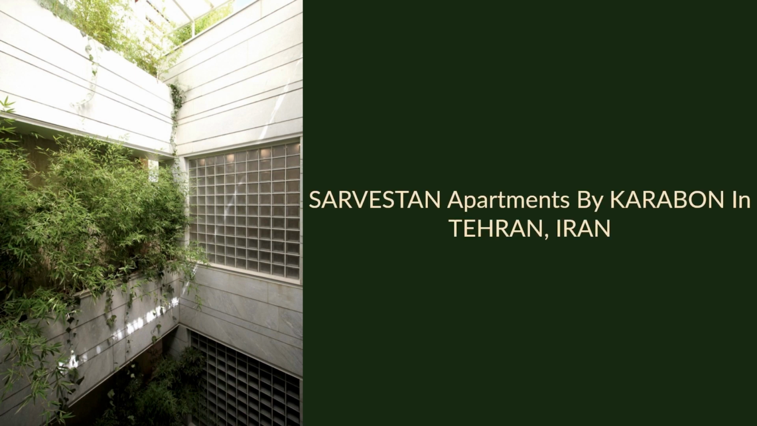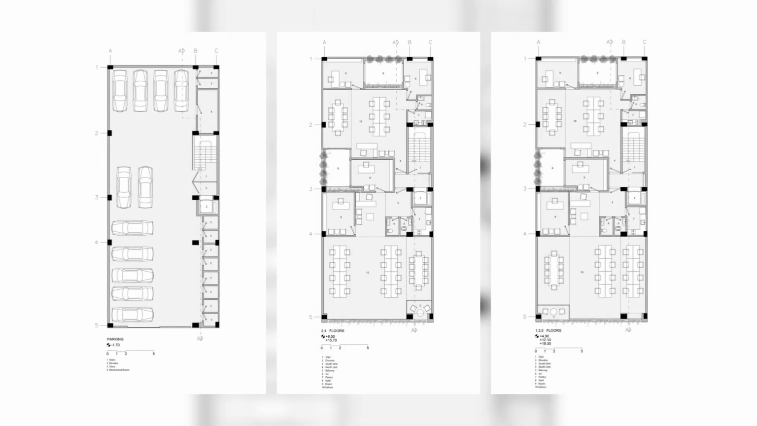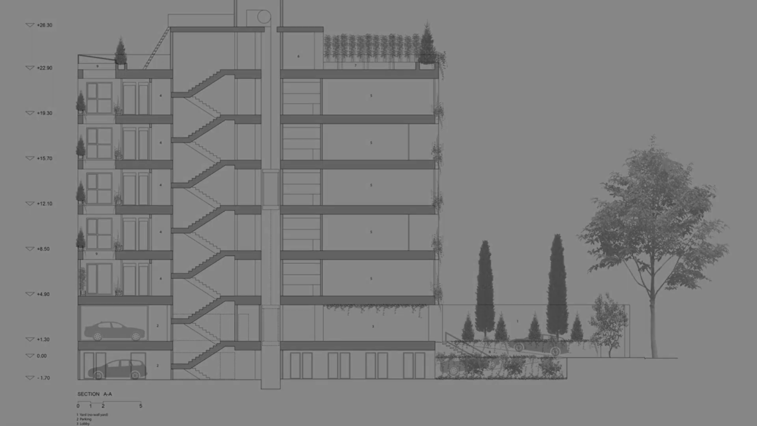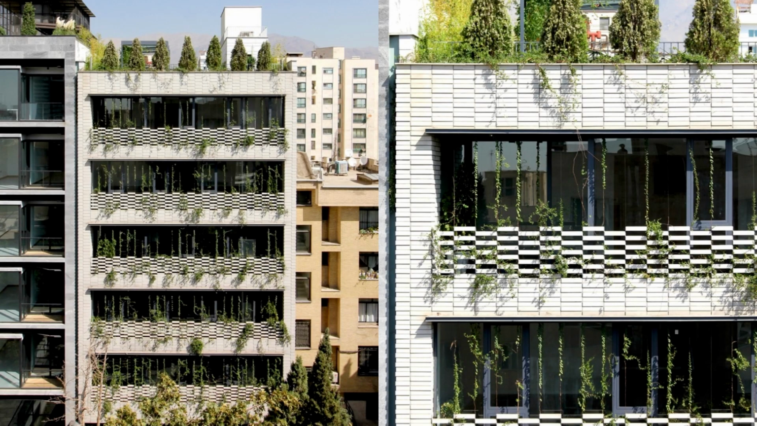SARVESTAN Apartments by KARABON in Tehran, Iran. SARVESTAN is a medium-sized official project in the Pasdaran residential/official area of Tehran that has significant density and population in the residential area, which is changing from old residential units to official units.